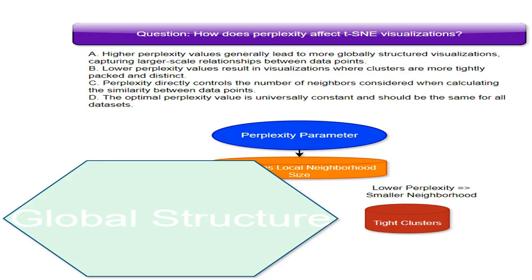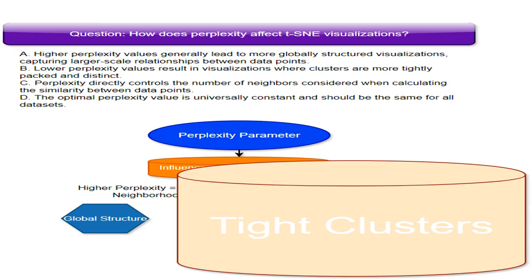Let's zoom out. Higher perplexity lets TSNE see the big picture, revealing large-scale patterns and relationships between different groups of data points. Let's zoom in. Lower perplexity helps TSNE focus on the finer details, resulting in distinct, closely packed clusters of similar data points.